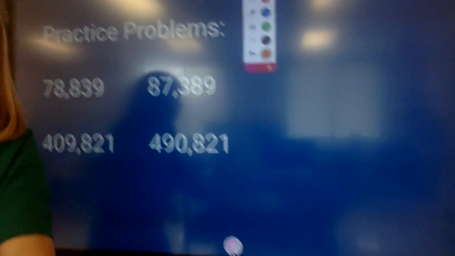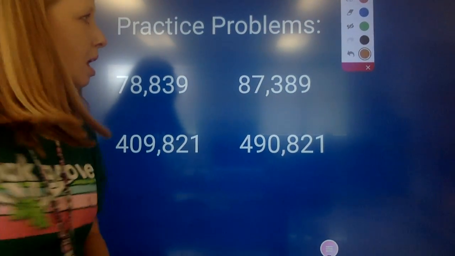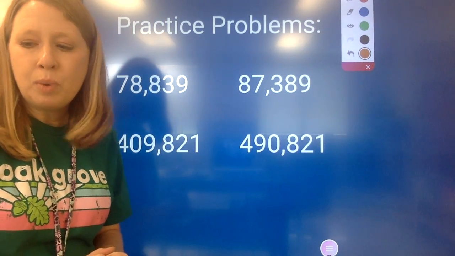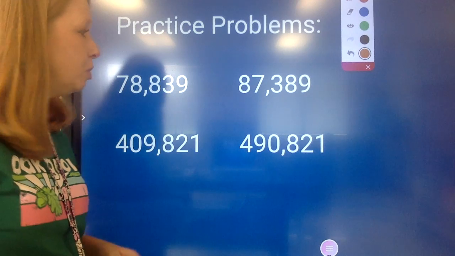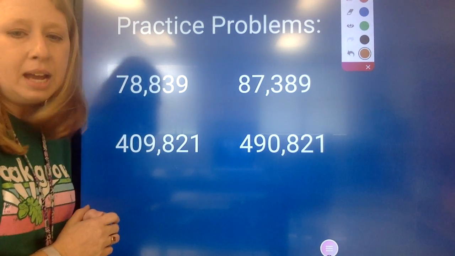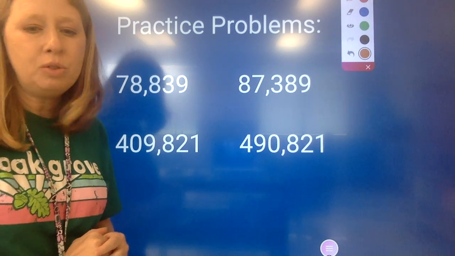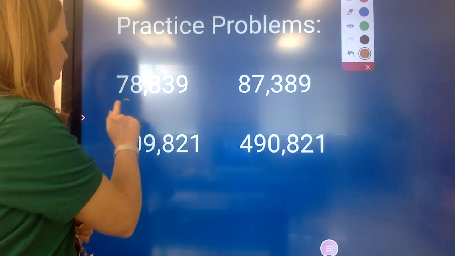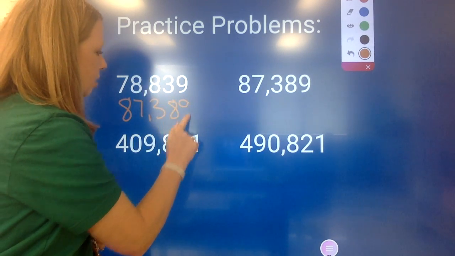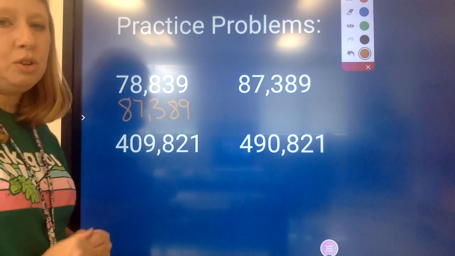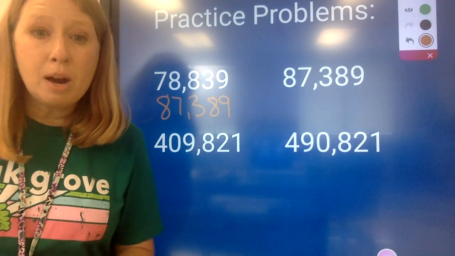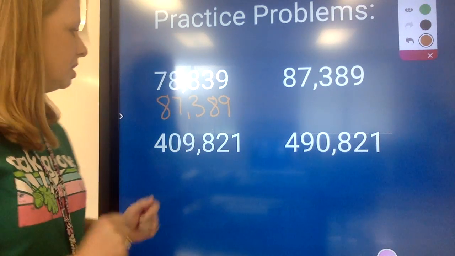Here we go. Let me pull this over just a little bit. Let me come back over here. Now, you can see I don't have squares on this one, but all I have to do is write one number underneath the other. So let's compare 78,839 with 87,389. I'm just going to write 87,389 right here underneath 78,839. Now, all I'm going to do is compare. I'm going to investigate these place values.